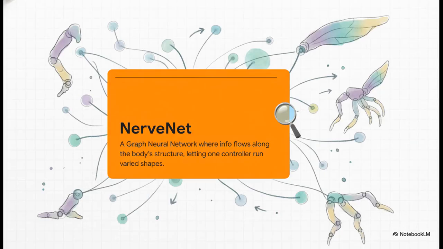And the answer is just brilliant. It's an AI model called NerveNet. It's a type of graph neural network that basically treats the creature's body like, well, a network. Information flows between the connected body parts themselves. So the brain isn't some central command center barking orders. It's a distributed system. If a new limb pops up, the network just extends to include it. This lets the same core controller work whether the creature has 4 legs or 40. It's incredible.